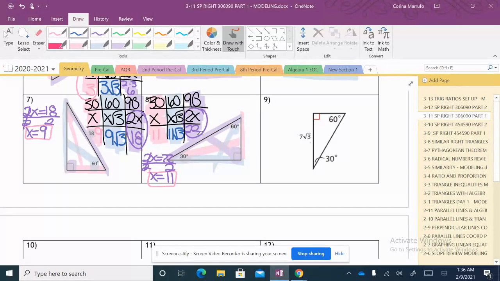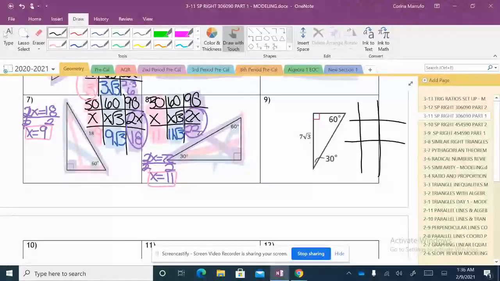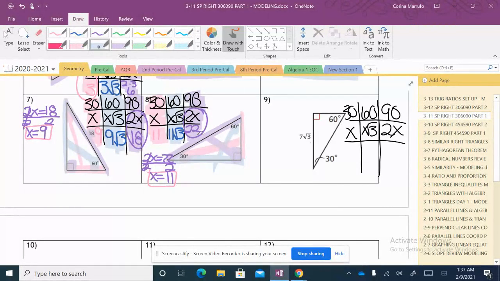Okay, the next example. I'm going to make my table again. So we have 30, 60, 90. x, x times the square root of 3, and 2 times x. We look to see what information they give us. They give us this side right here, 7 times the square root of 3. This side is across our 60-degree angle. So that means 7 times the square root of 3 is going to go right here.